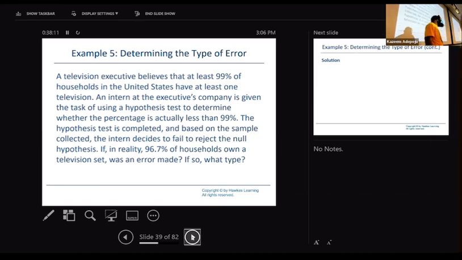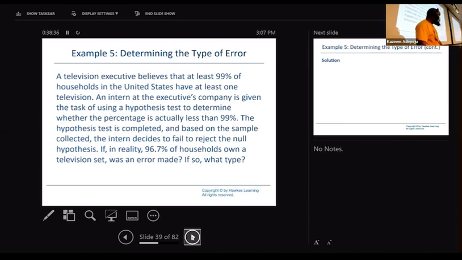I'm going to say that again. Before you can actually know whether error is committed or not, it means you now have the values of reality. Now let's look at the example. A television executive believes that at least 99% of households in the United States have at least one television. Look at that. At least 99. That's a greater than or equal to sign.